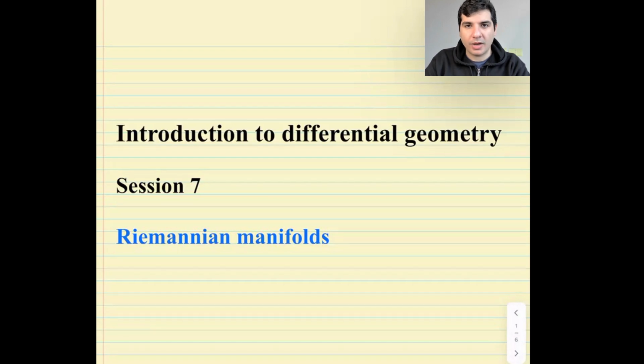Today we discuss Riemannian manifolds. So what is a Riemannian manifold? Up to this point in our course, we've studied topological spaces called smooth manifolds, topological manifolds with smooth structure. Now today we are going to add an additional extra structure to our smooth manifolds called a Riemannian metric.